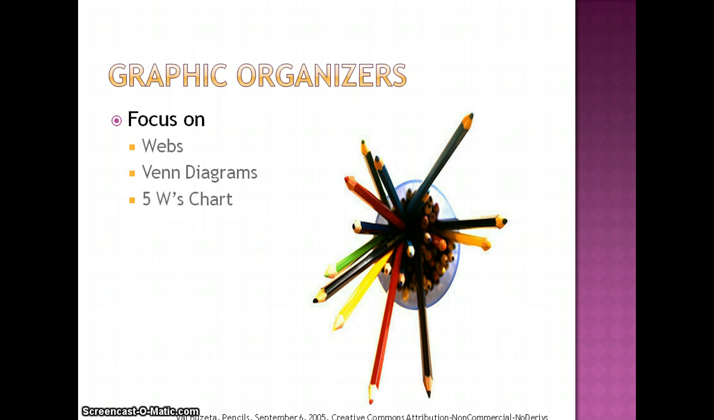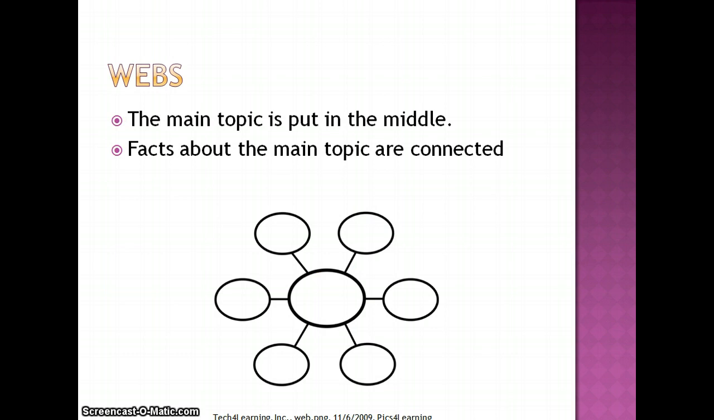The third type of pre-writing strategy we'll be talking about is called a 5 W's chart. And we've talked about the 5 W's before, and we're going to be answering some questions using those 5 W's. And the fourth one that we'll be talking about is called a flow chart. And this is where we'll be putting events in order that have been happening in the story. So let's start talking about a web.